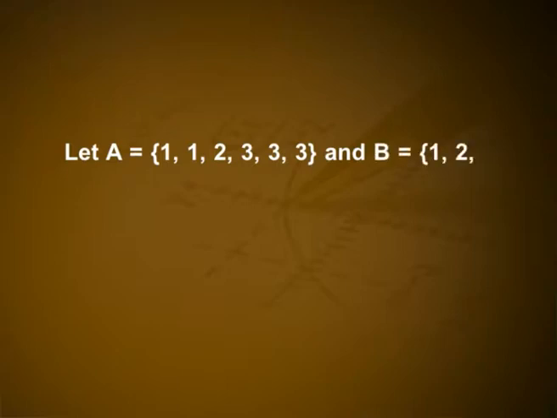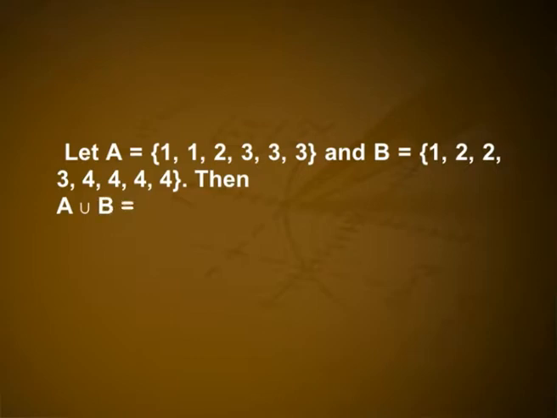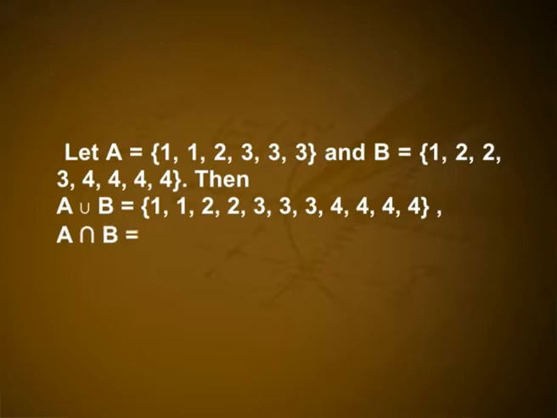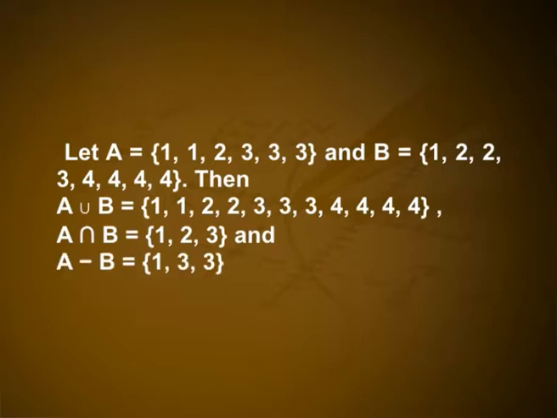Example, let A equals the set {1, 1, 2, 3, 3, 3} and B equals the set {1, 2, 2, 3, 4, 4, 4, 4}, then A union B equals the set {1, 1, 2, 2, 3, 3, 3, 4, 4, 4, 4}, A intersection B equals the set {1, 2, 3} and A difference B equals the set {1, 3, 3}.